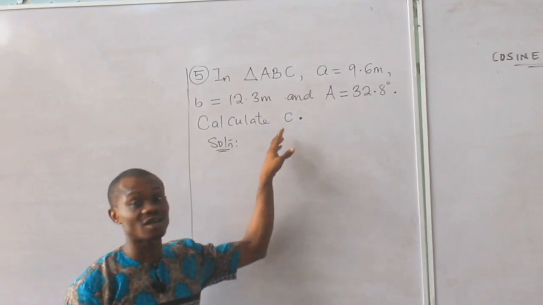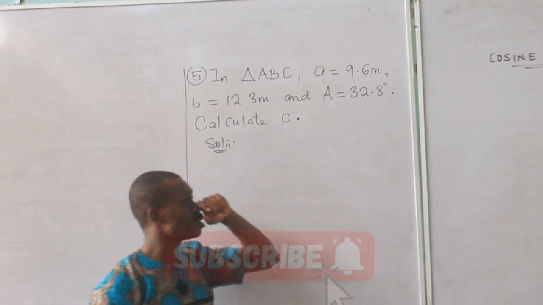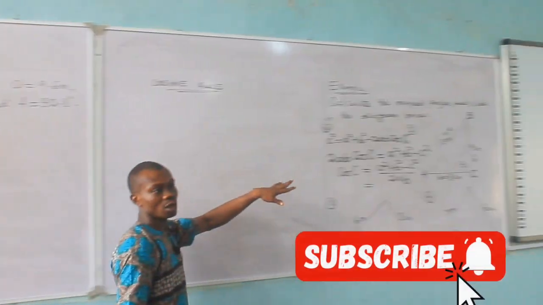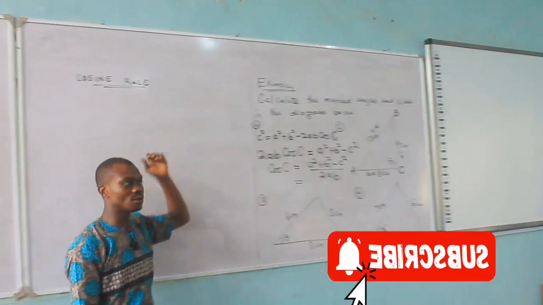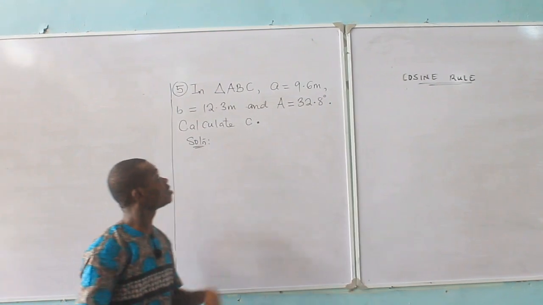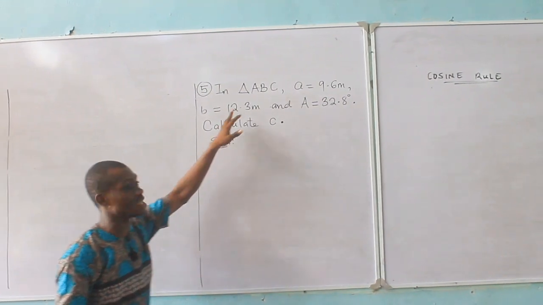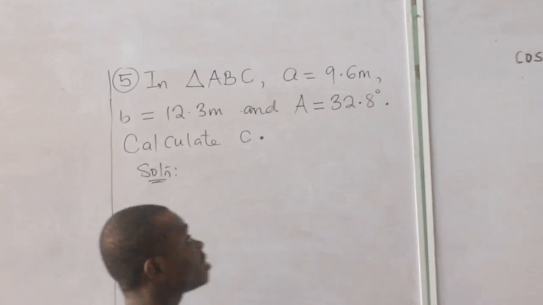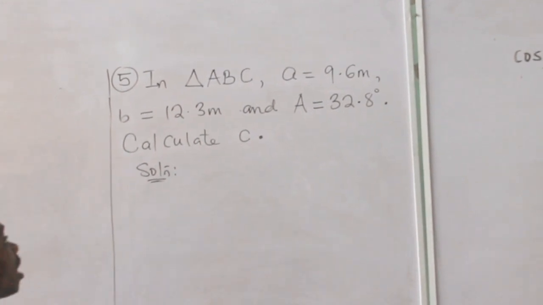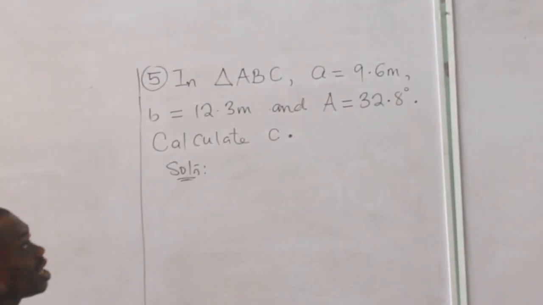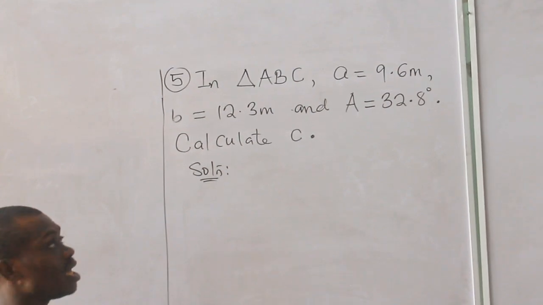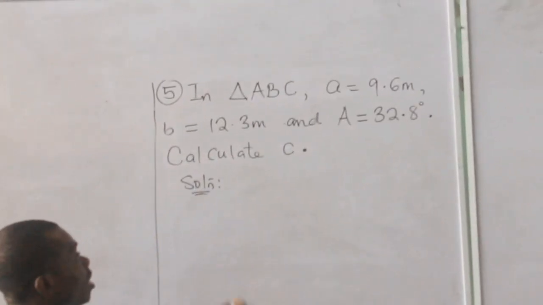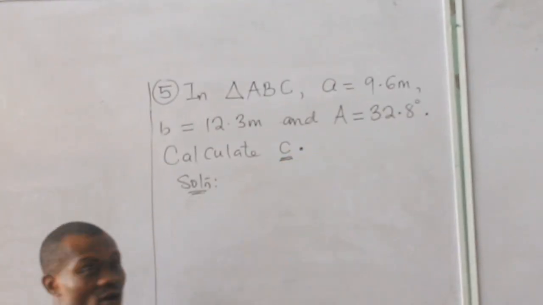This is the fifth example we were supposed to do when we talked about the cosine rule. All right, so we'll quickly look at it here. It says in a triangle ABC that side A is given as 9.6 meters, B is given as 12.3, and angle A is 32.8. So we are asked to find the value of C.